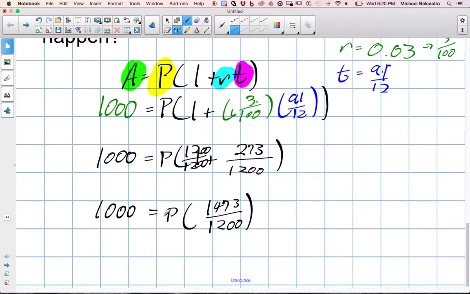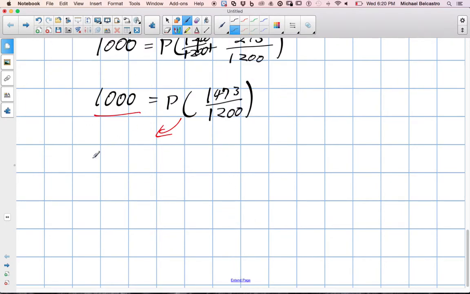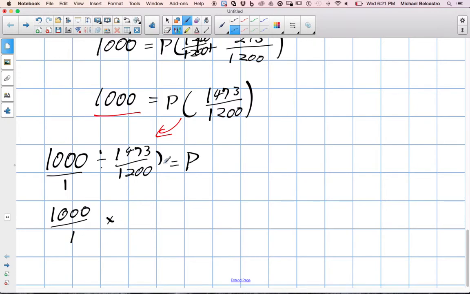Okay, and then we got to isolate for P. So we have to divide by this amount. When we move it over, you would take 1,000 divided by that. To show you what that would look like, it'd be 1,000. I'm going to write it sideways just because when we divide fractions, we're used to actually inverting and multiplying. So it's divided by 1,473 over 1,200 is equal to P. So I'm not going to use any calculators till the very, very end. When you divide fractions, you can turn this into a fraction by putting it over 1. You would have 1,000 over 1 times, and you invert the second part, 1,200 over 1,473 equals P.